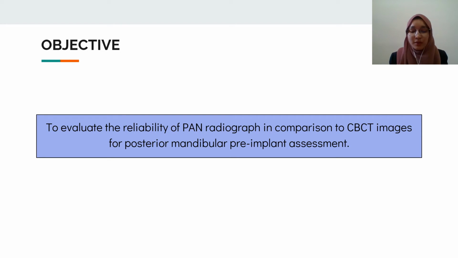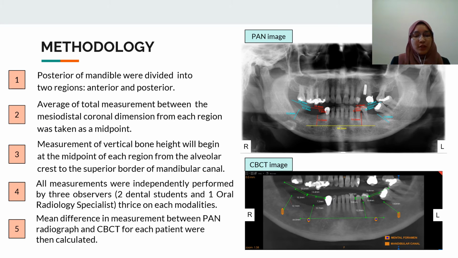Therefore, the objective of our study is to evaluate the reliability of pan-radiograph in comparison to CBCT images for posterior mandibular pre-implant assessment. Moving on to the methodology of the research, we have conducted a retrospective review of the PAN and CBCT images of the posterior mandible that include inclusion and exclusion criteria in patients with fully or partially edentulous and dentate on 66 patients that consist of 19 male and 42 female for pre-surgical dental implant assessment between July 2016 and December 2020 at the Diagnostic Imaging Unit, Faculty of Dentistry, University Technology Mara, Sungai Buloh campus.